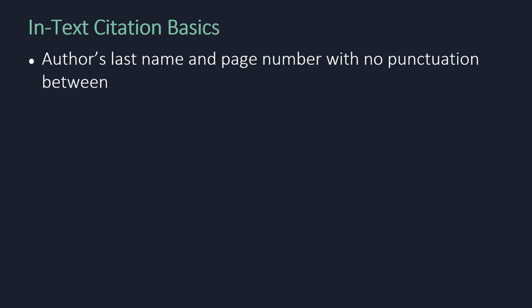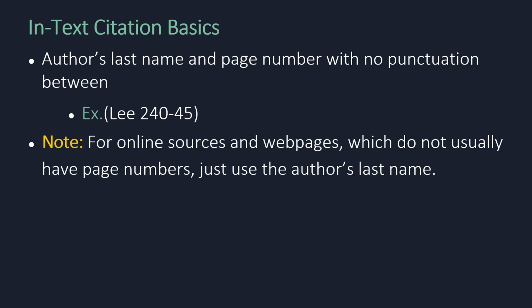As stated earlier, the basic format for an in-text citation is author's last name plus page number. Notice that there is no punctuation in between, just a space. Two other important notes about in-text citations. For online sources, which usually don't have page numbers, it is okay to use just the author's last name.